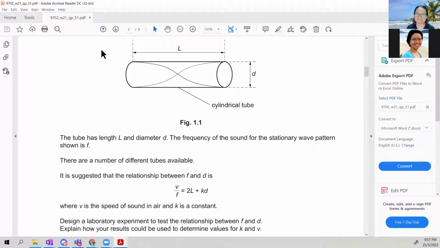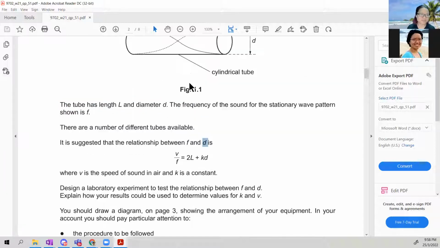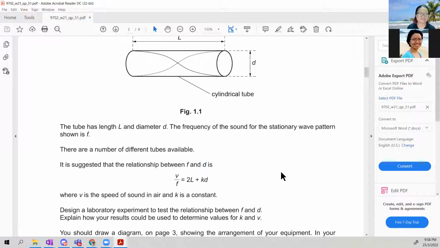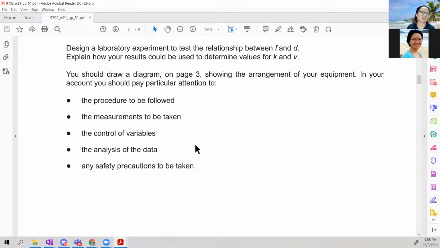What do I need to draw? Maybe a loudspeaker, maybe a reflector, throw back to AS. So you've got to figure out how to measure F and D. L can be measured using a ruler. Go and try. A number of different tubes available. This is such a big hint that your D becomes your independent variable. D a diameter? Yes.